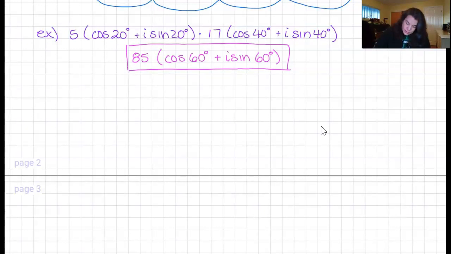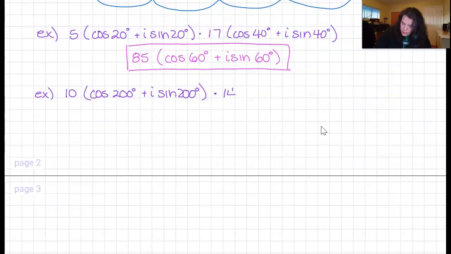Seriously. If you have 10 cosine 200 degrees plus i sine 200 degrees times 14 cosine 320 degrees plus i sine 320 degrees. All right, so again, if you want to try it, go ahead and pause the video, and we're going to take a look at it together.